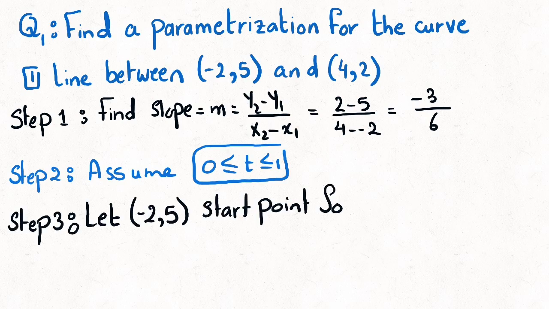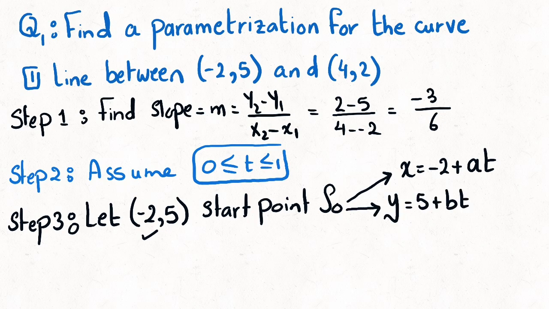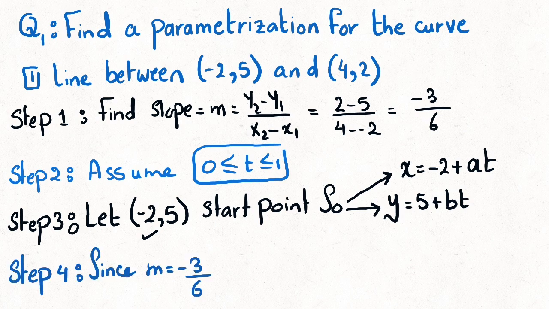Because it's a line segment, you're advised to always use t between 0 and 1, as you can see. Now, since (-2, 5) is the start point or the anchor point, I will deal now with the x part inside this point by saying x equals -2 plus at. I will repeat the same thing, y equals 5 plus bt.